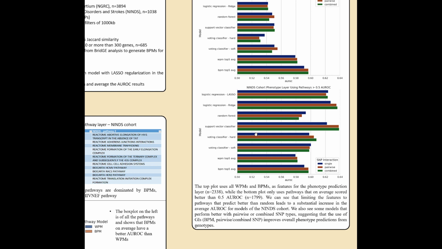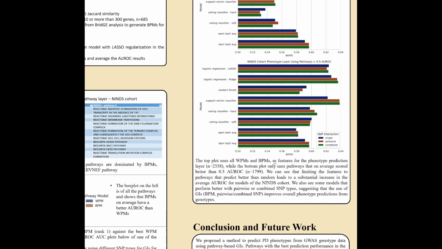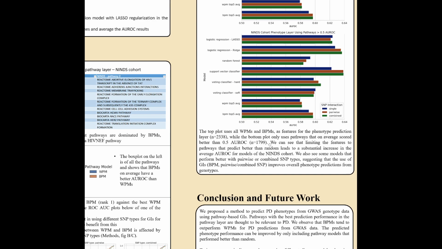And when we did so, we reduced our number of pathways from 2,338 to 1,799, and we see a dramatic increase in the average AUROC for all models used. Specifically, with the support vector classifier, we see that pairwise and combined both perform consistently better than their single counterpart. So this is suggesting that the use of these genetic interactions, BPMs, pairwise, or combined, improves overall phenotype predictions from genotypes.